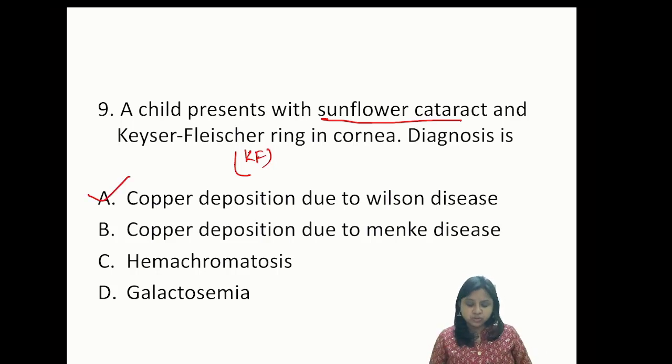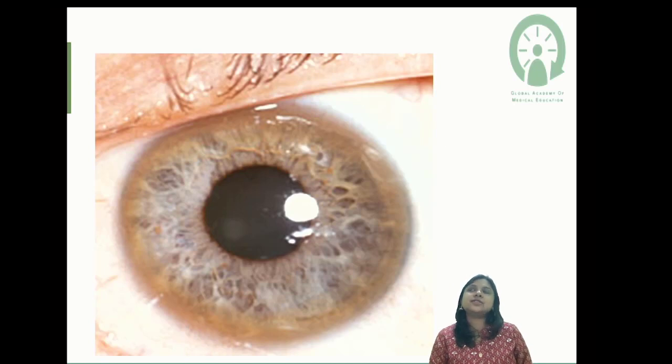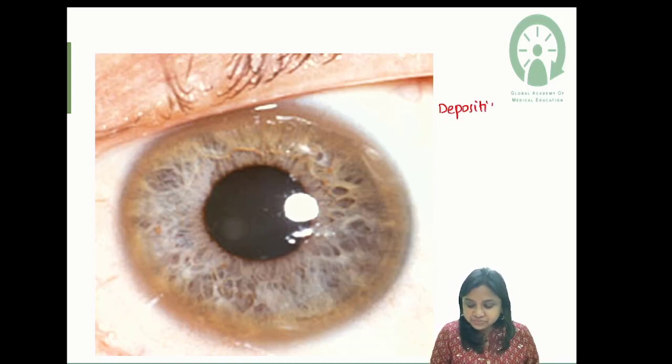Just I am telling you this, one of the options is galactosemia. In galactosemia also you get cataract. So what type of cataract you get in galactosemia? It is known as the oil drop cataract. Okay. So see this picture. Usually the KF ring you see by slit lamp examination, and it is because of deposition of copper in the Descemet's membrane of the cornea.